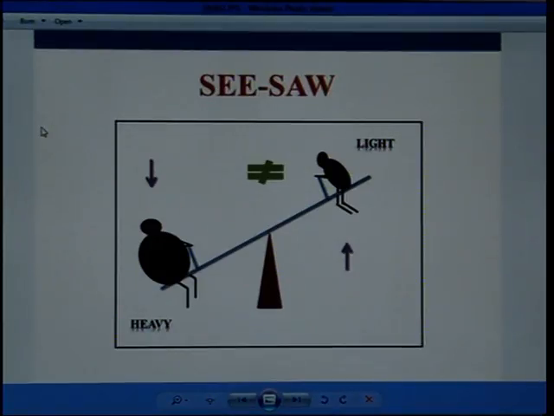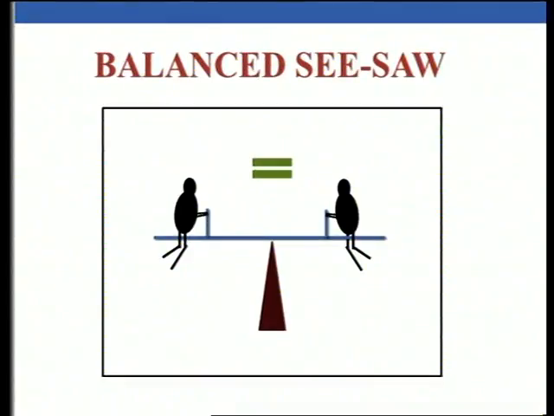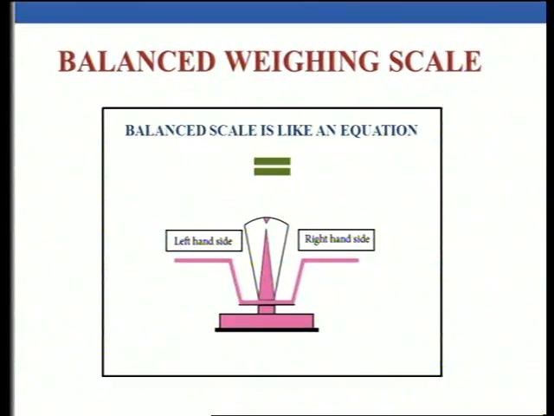Sir, to understand what an equation is like, we shall see the example of a seesaw. While playing the seesaw, the heavy person moves the seesaw downward. At the same time, the person on the other side goes upward. The balanced position of the seesaw is like an equation. Sir, even the weighing scale in the textbook is showing the balanced position, we can say, which will help us to understand the equality.